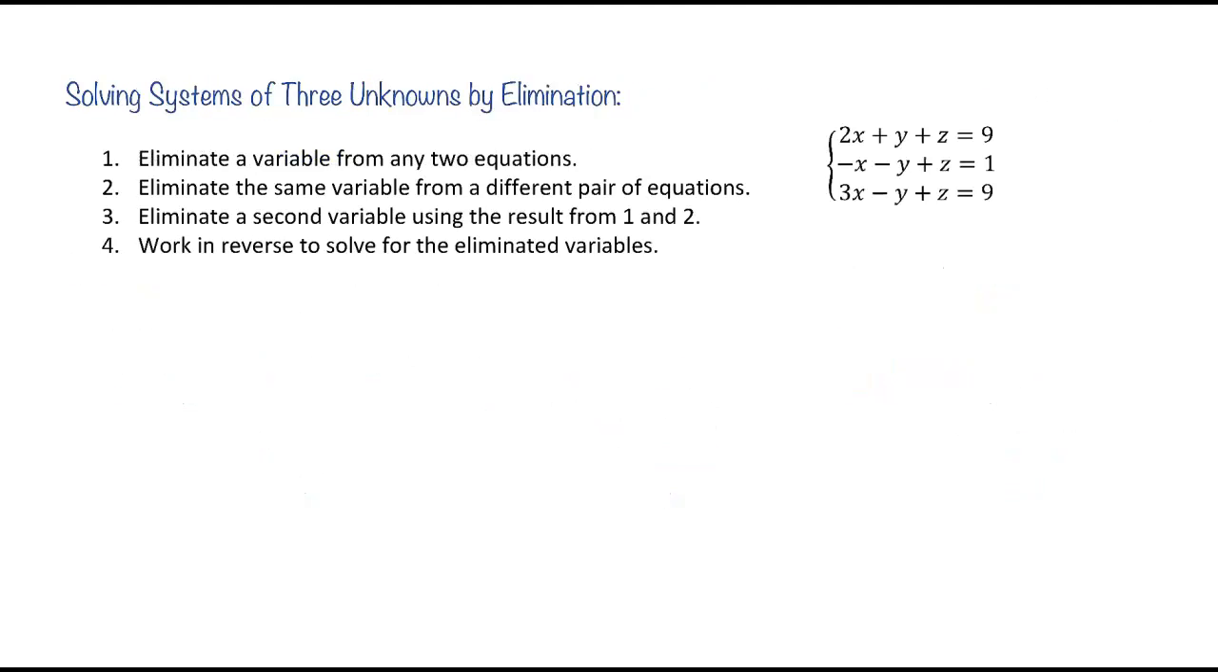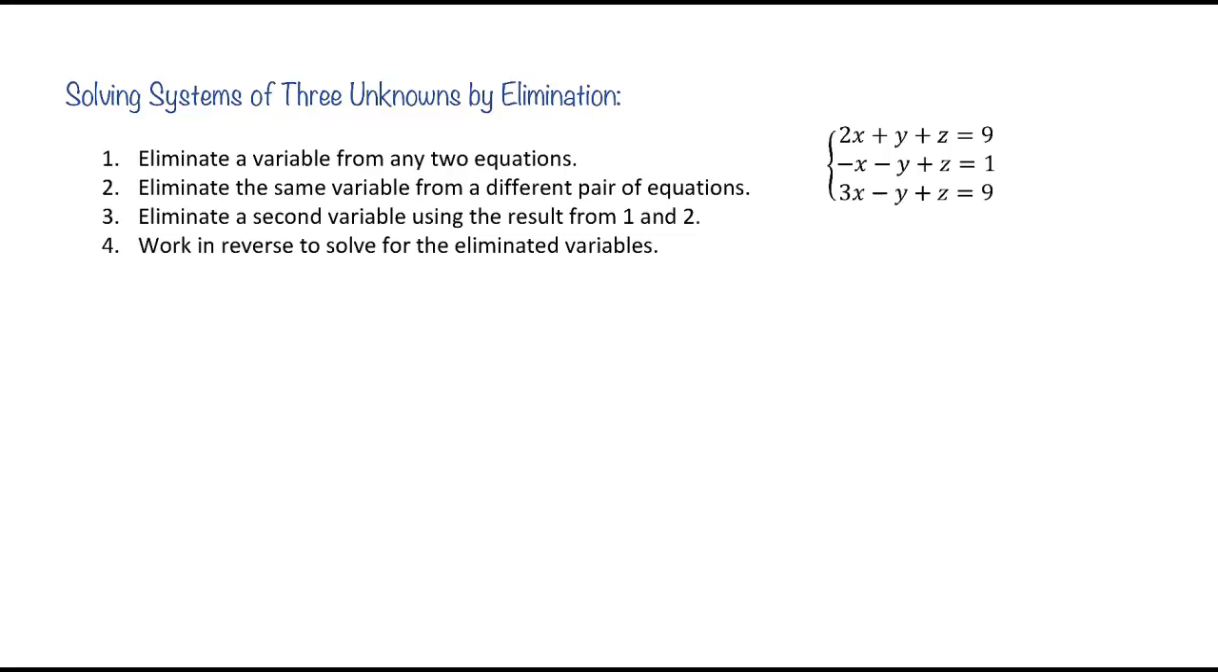Now let's look at how we can solve a system using the elimination method. To solve a system of three unknowns using the method of addition or elimination, we first want to eliminate one variable from any two equations. Then we'll eliminate that same variable from a different pair of equations. Next, we'll take those equations that we found in steps 1 and 2 and use them to eliminate a second variable, leaving us with only one variable that we can solve for. Finally, we'll work backward to solve for the other two variables.